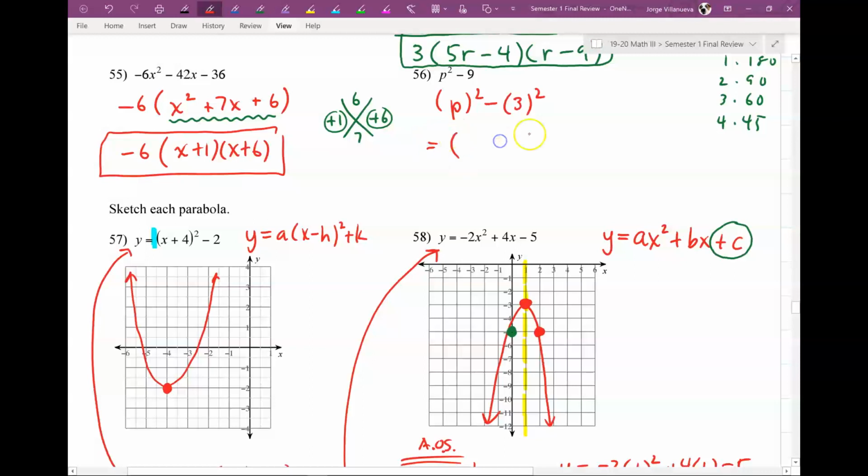All right, so if you can write it like that, that means you right away go to a little pattern. You put two parentheses, you put a minus and a plus, and then you put your variable, the letter P, in the front, and then you put that number inside the parentheses in the back. So this would be p minus 3, p plus 3, and there's your answer for that problem.